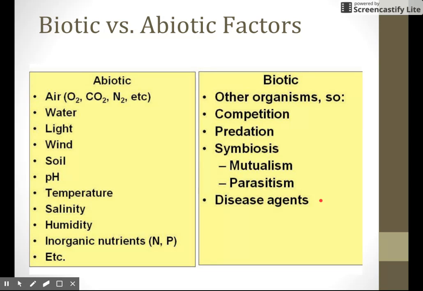So we're talking about Staphylococcus aureus, or MRSA, as some people have researched in the Evolution Project. We're talking about the ones that cause you pimples, Staphylococcus pyogenes. So those are disease-causing agents that can also be studied as biotic factors.